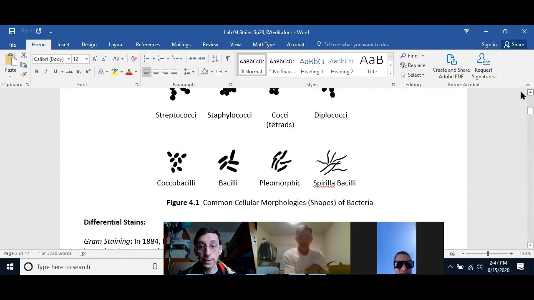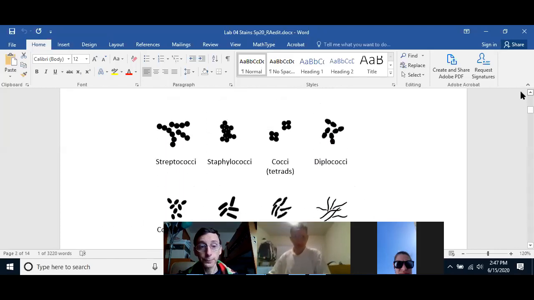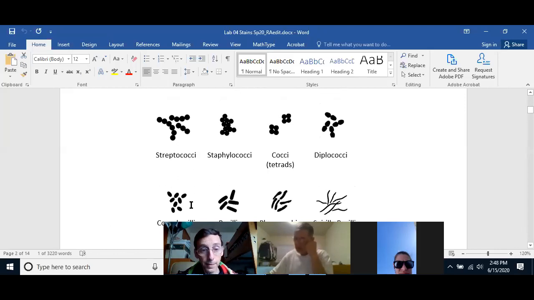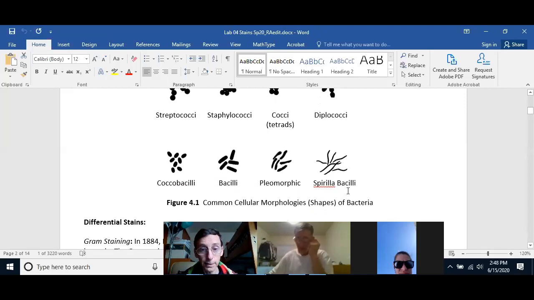So on a simple stain, they will all look the same, but you might be able to tell differences in the shapes or in the growth arrangements. You can take a look at the shape of cells, and there will obviously be cocci, bacilli, and let me see if I got this, spirilla.